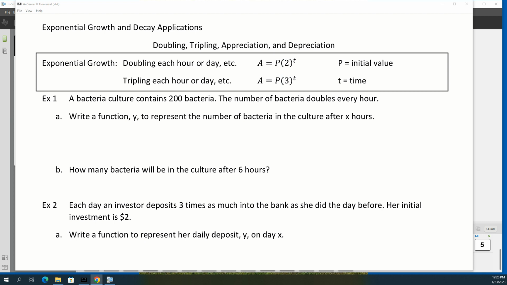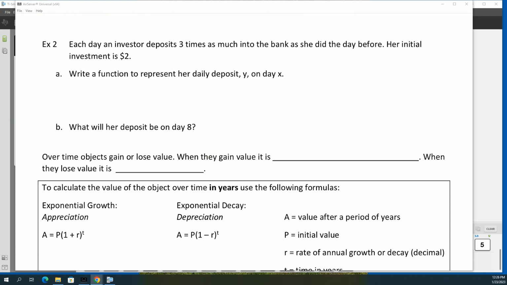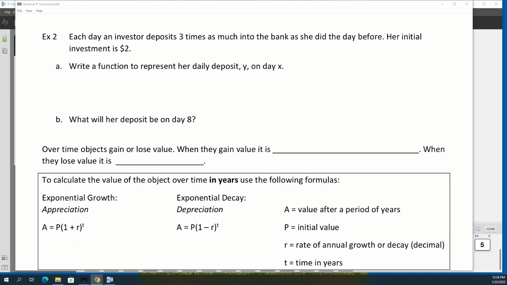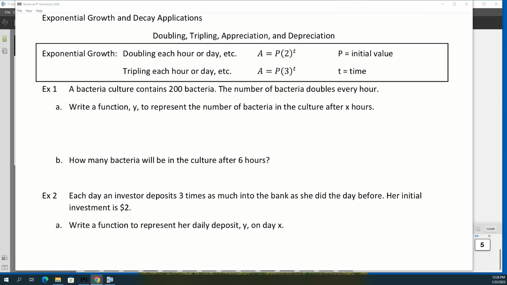All right. And then if it's doubling, then the base is going to be 2. If it's tripling, the base is going to be 3. And then after we're done with a couple of those, we'll talk about another formula or a couple other formulas.